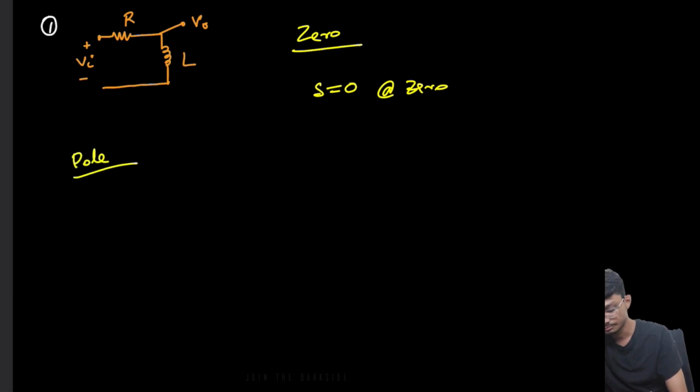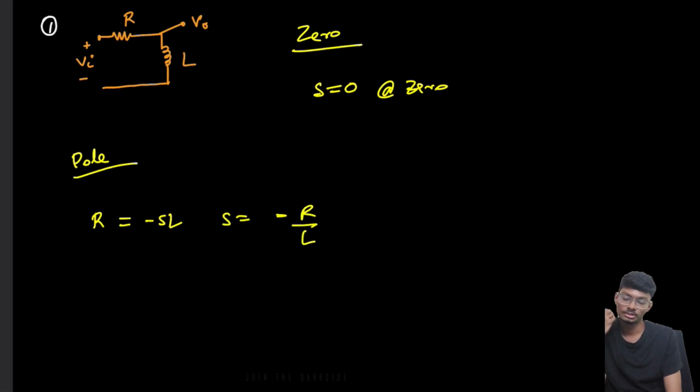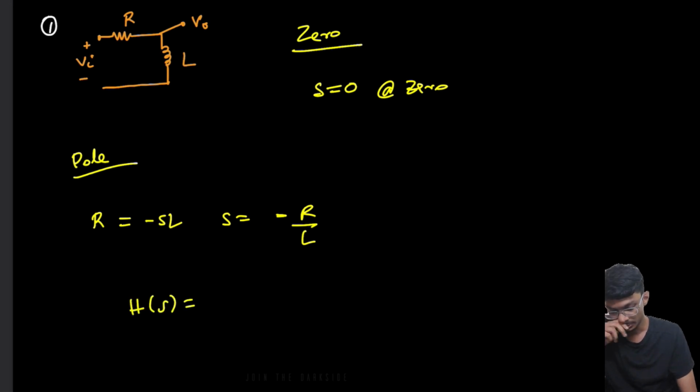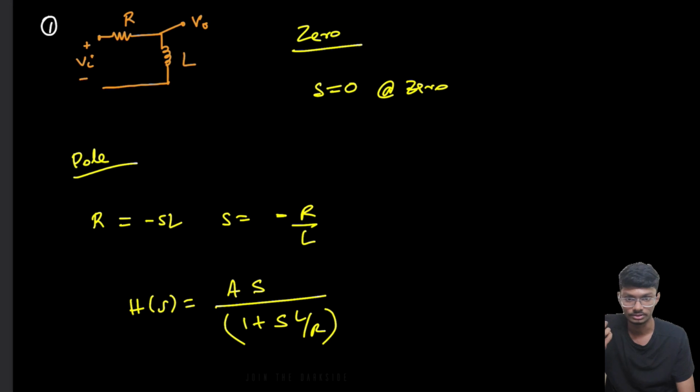So what about the poles? For the poles, this is z1, this is z2. z1 equals minus z2, which is R equals minus SL, or s equals minus R by L. So this is the pole, and this is a zero. We don't know the DC gain, because at the start I already mentioned that DC gain can't be found when we have a zero at 0. So let me write the transfer function first. H of s equals A times s divided by 1 plus s times L by R. This is the time constant.